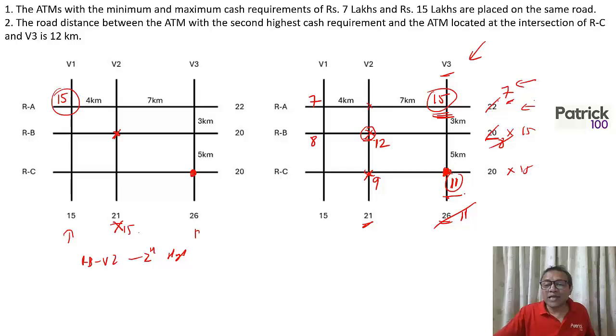11 has to be here because that's one ATM which is there. Second highest has to be RB, V2, which is 12. 13 is not possible. 12. The moment I get 12 out here, the next has to be 8, which will come out here on the same row, RB, 20. And 7 will come first. So you get all the values. Just subtract, add, you'll get the answer.